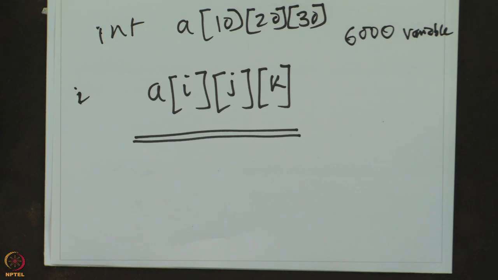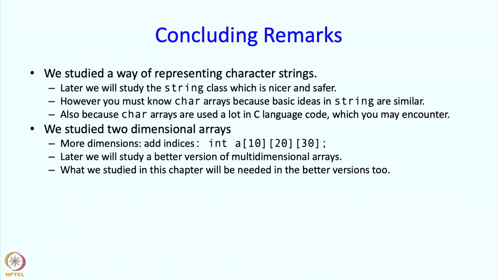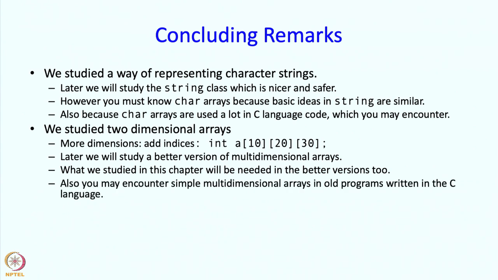And just as we thought of a two-dimensional array as organized in rows and columns, you can think of a three-dimensional array as organized as a three-dimensional object. So rows and columns, but stacked on top of each other as well. Those are also needed in many cases. As I said earlier, the C++ equivalents will be a little bit nicer, and you will see them later on. And the ideas of indexing and things like that are of course needed for the nicer C++ versions that we are going to see later.